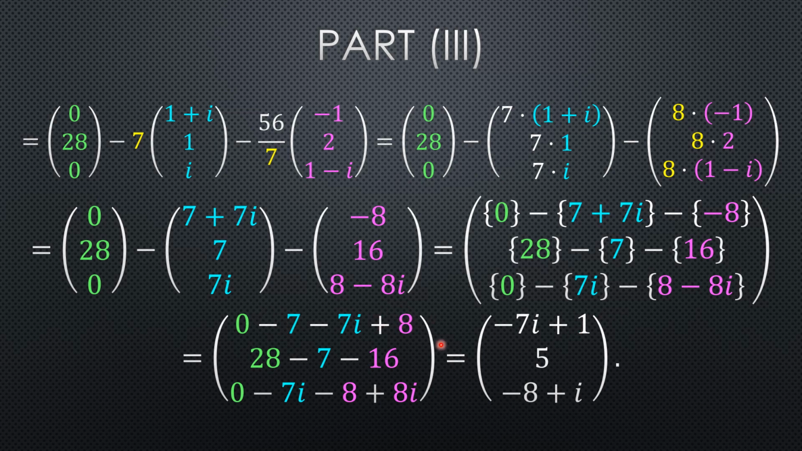-7 and +8 give you +1. All constants here, love that. And then we get negative 7i plus 8i, that gives you i here. Negative 8 is by itself, easy enough. Of course, this just gives you the vector, we still have to find its magnitude, so let's get to it.